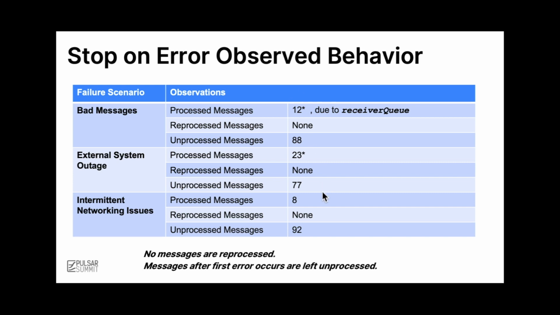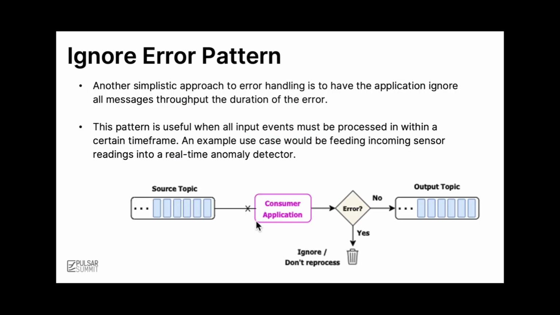This is universal for this pattern. Same with the intermittent networking issues. It happened on message number 9, so the first 8 were processed. Boom, it stopped. I think this behavior is slightly different because of the duration of the framework, so it might be an impact of the framework here as well. But just to let you know that it stops. So as soon as you process up to the number of messages where the first error occurs, that's it. Everything beyond that point is unprocessed. Nothing is reprocessed, and messages after the first error occurs are left that way.